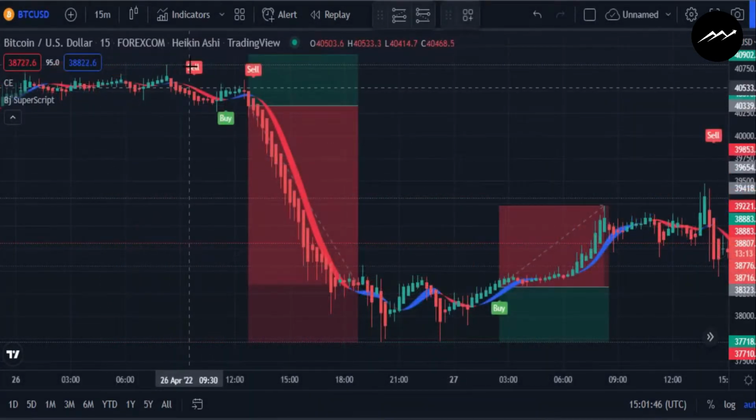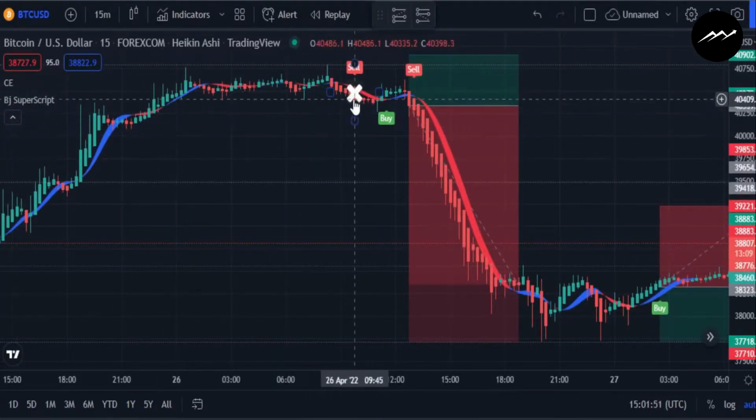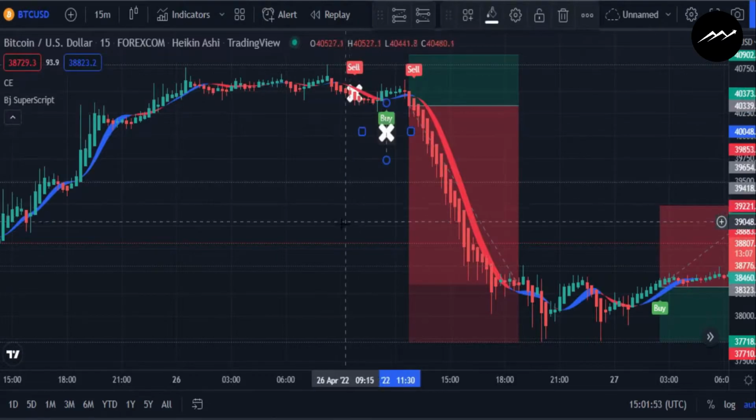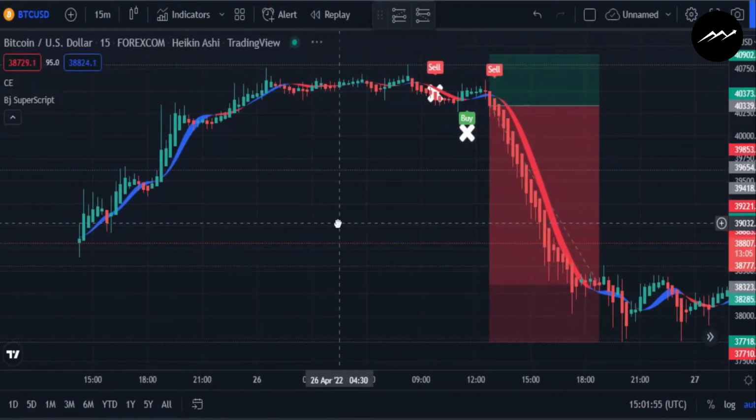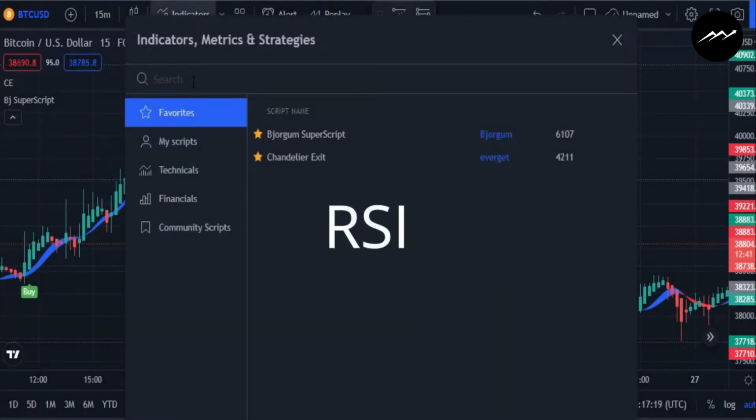But despite the use of these two indicators, there are still wrong signals. To make this strategy as accurate as possible, we add a third indicator to the chart, which is the RSI indicator with the new settings. And we receive the final confirmation to enter the trade from the RSI indicator.